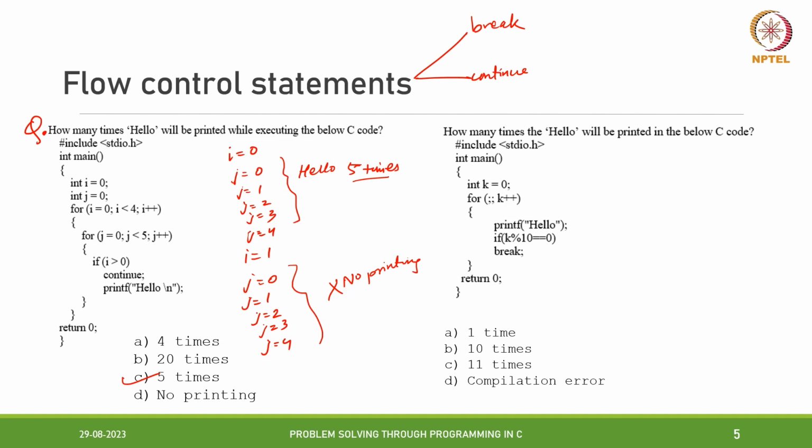I will keep skipping to the next iteration as long as i is greater than 0. So i is greater than 0 for how many iterations out of that? 15 of the 20 total iterations, so all of them will have no output. Only the initial 5 where i was 0, where the condition was not satisfied, will print hello. Is it clear now? Yes, sir.